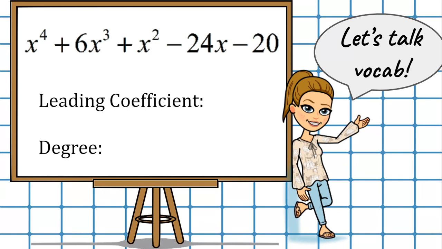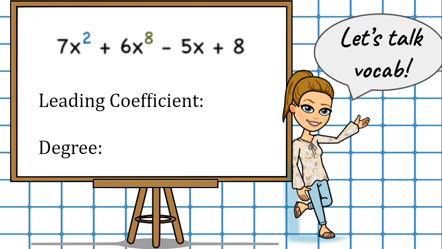Now these are two vocab words that we have definitely talked about before. Where do you find these two vocab words within a polynomial? You find them in the term that has the greatest exponent. So if you look at this entire polynomial, the biggest exponent is 4, and that is the degree. So the degree is 4, and the leading coefficient is 1, because that is the coefficient that is attached to that term with the largest exponent.